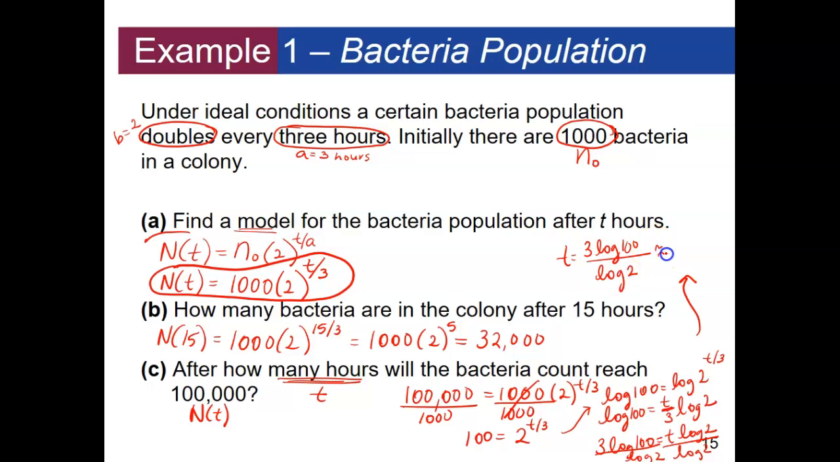And since this is a word problem, we're going to go ahead and give an approximation for that. And that approximation is going to be 19.93. And our units on this is hours. Okay. So this particular bacteria that doubled every 3 hours started with 1,000 bacteria. And after a little less than 20 hours, it was already up to 100,000 bacteria.